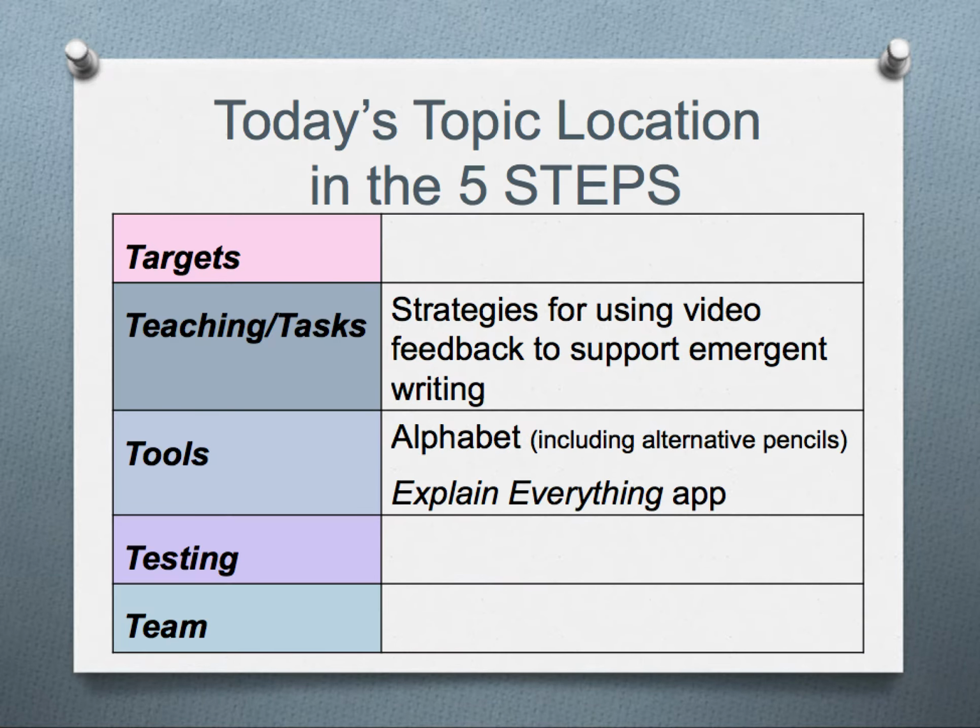So let's jump right in, and in our 5 steps, we always try to identify where this fits. Today, this is mostly about teaching tasks, strategies for using this video feedback to support emergent and also early transitional writing. The tools are the alphabet, and that, of course, includes alternative pencils, such as the wonderful pencils made by Dr. Gretchen Hanser, and also the Explain Everything app, which is a very simple app that I will share with you. It costs about $2.99, I believe.